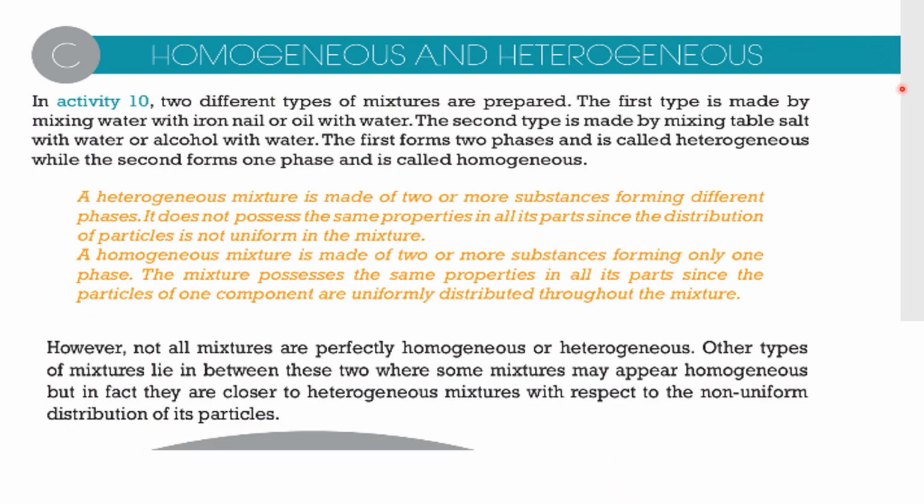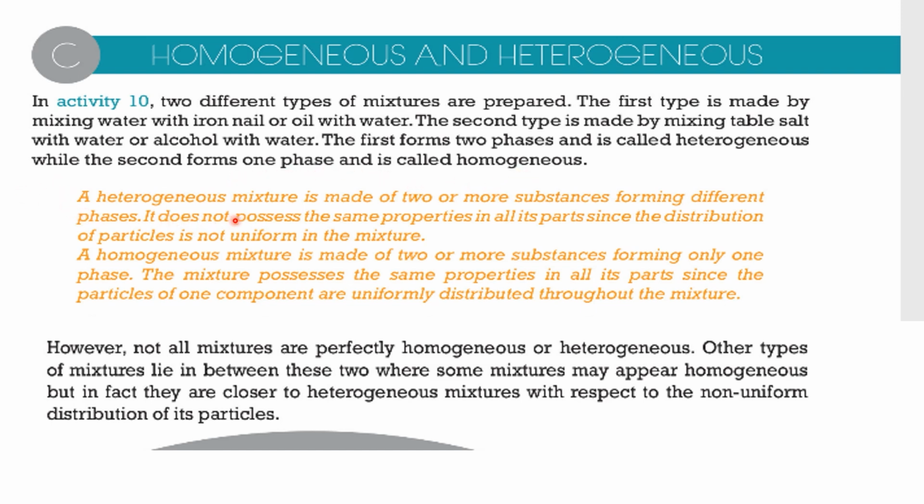Homogeneous and heterogeneous. In activity 10, two different types of mixtures are prepared. The first type is made by mixing water and iron nails or oil with water. The second type is made by mixing table salt with water or alcohol with water. The first forms two phases and is called heterogeneous, while the second forms one phase and is called homogeneous.